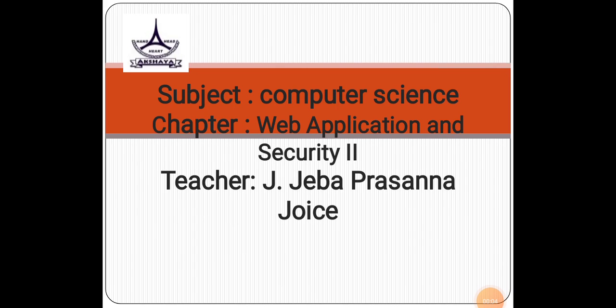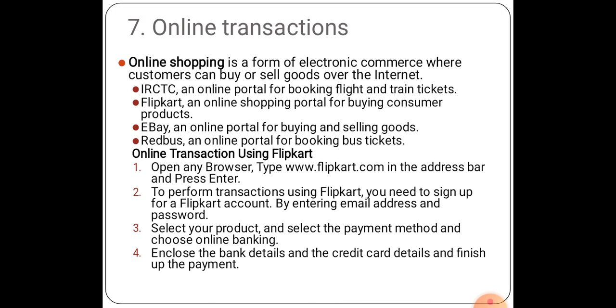The chapter we are going to discuss today is Web Application and Security. In the previous class, we have seen the first six topics of web application and security. In it, we have seen the introduction of accessibility features and internet networking and all those architecture and types. In continuation, we will be seeing online transaction today.